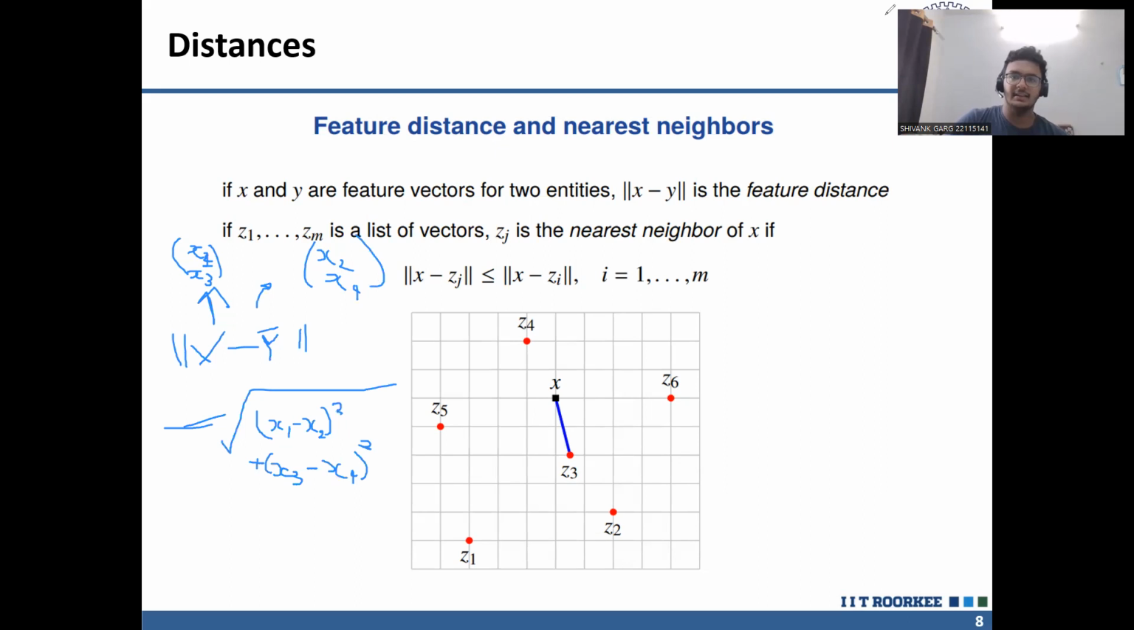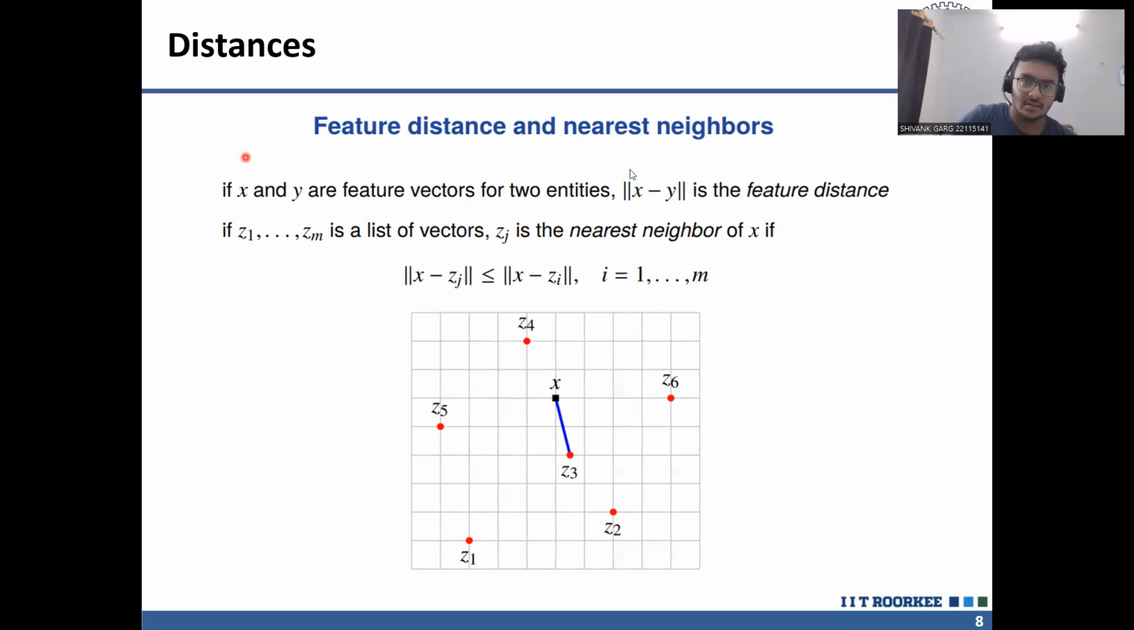Now we look at the nearest neighbor approach. What is that? If these are the vectors, x minus y is the feature distance between the vectors, and z is a list of vectors, and we look for the nearest neighbor. If you can see here, the nearest neighbor of x is z3, because z6, z4, and all the other z are farther apart from it. Basically the distance between x and z3 is less than all of the other distances between x and the others. So this is the concept.